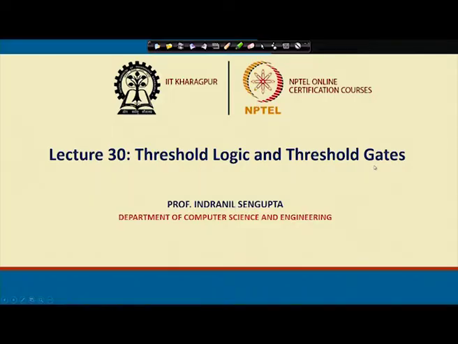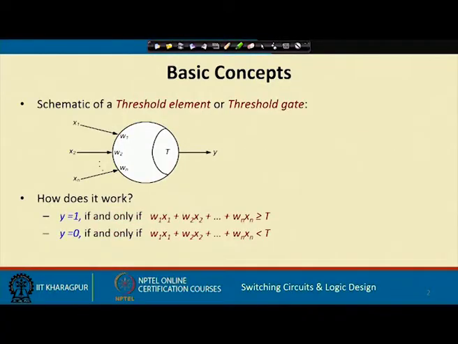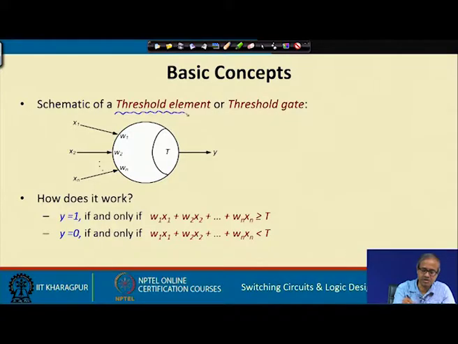The title of this lecture is threshold logic and threshold gates. So, in this lecture we shall be talking about threshold logic circuits and how we can implement threshold logic circuits using threshold gates. So, let us see the basic idea behind this so called threshold logic. The first thing is that in threshold logic, the basic element that we talk about is called a threshold element or a threshold gate.